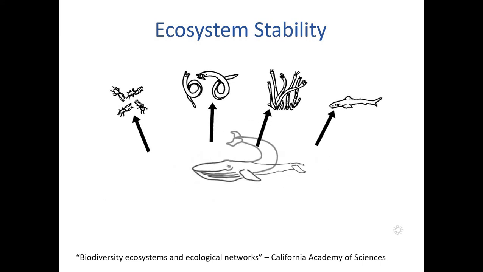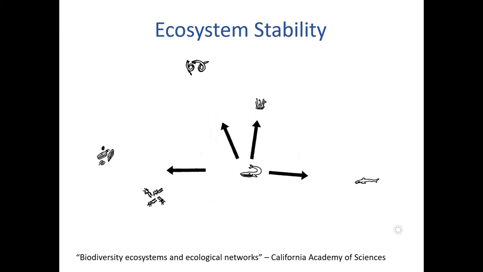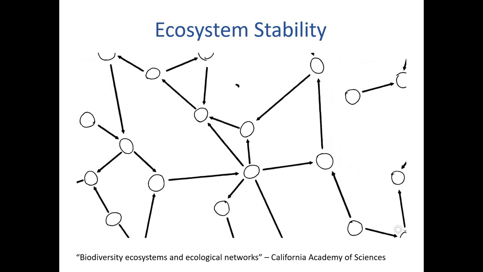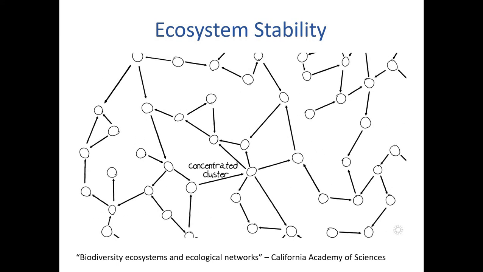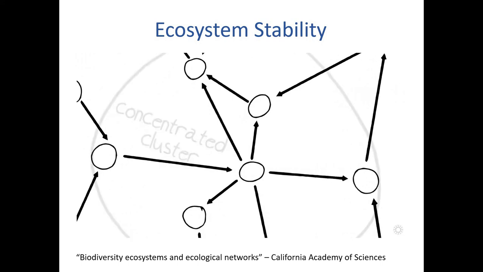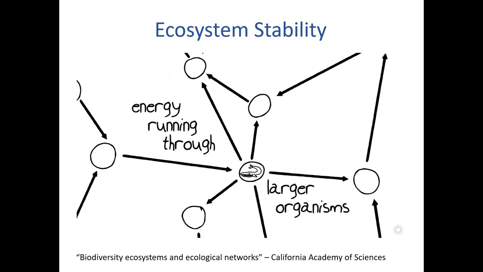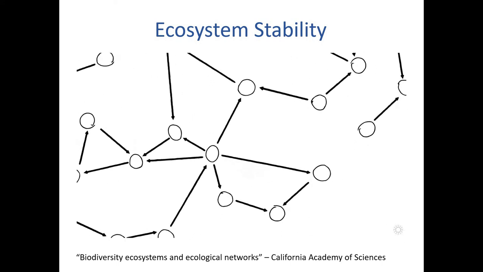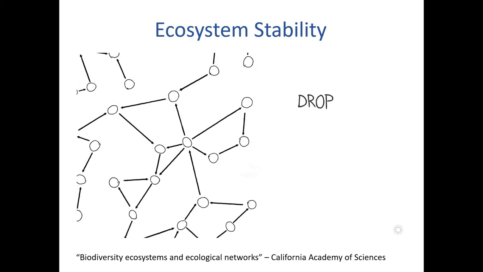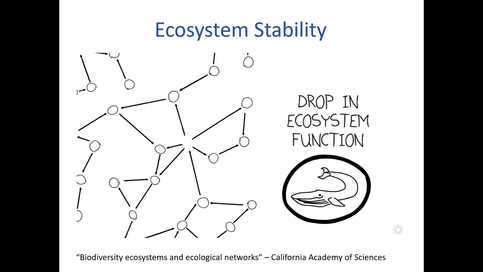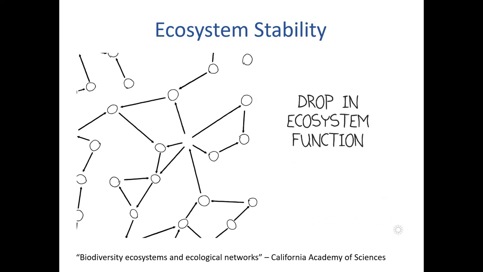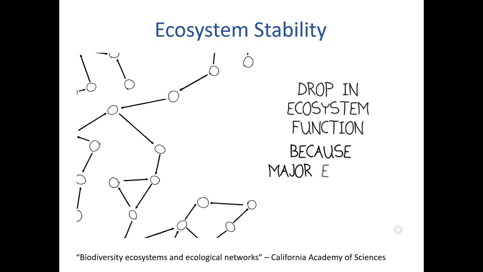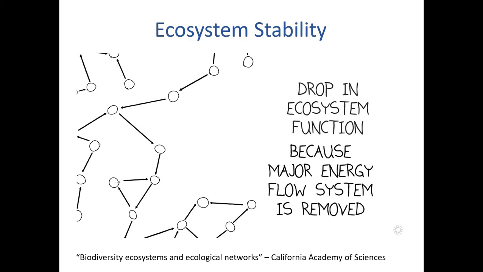You might imagine that the complex set of events that I just diagrammed here are part of this little bit of web. It turns out that where you get concentrated clusters of things happening in these webs, it's usually because energy is being run through the larger organisms in the system. And when you disturb a bit of that, where you've got large amounts of energy flowing through the system, you can get a real drop in ecosystem function. If you take the whales out of the equation, by overhunting them, you get this drop in ecosystem function because there's this removal of an entire major energy flow system from this network.